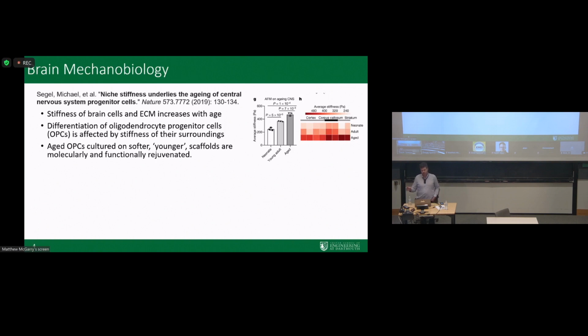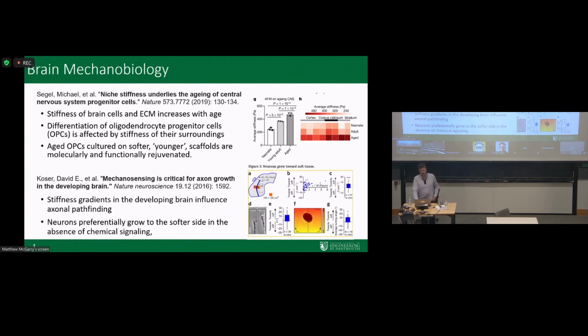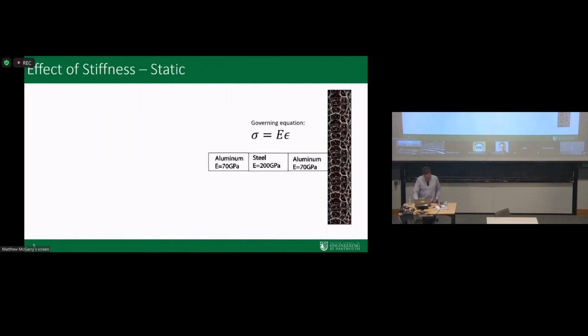Now, if you take older brain cells and start growing them on a younger, softer scaffold, they start behaving much more like younger brain cells. So how your brain cells behave is affected by the mechanical properties of their local environment. This other one shows that as neurons are developing, in the absence of chemical signaling, they will move towards the softer side of a stiffness gradient. So then this shows that the stiffness and the stiffness distribution is very important in the developing brain.